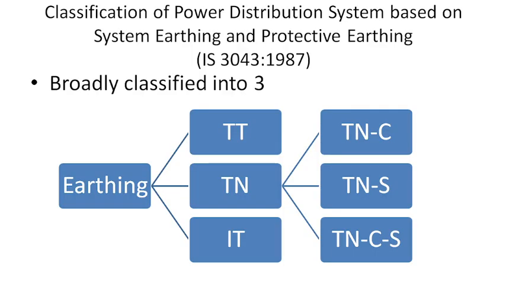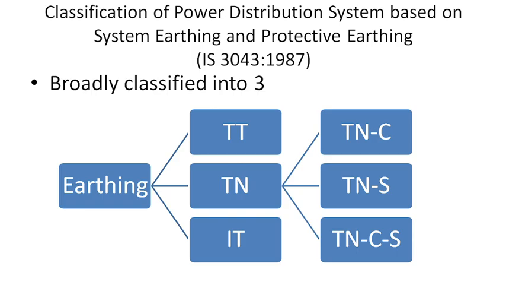For distribution systems based on system and protective earthing, as mentioned in IS 3043, it is broadly classified into three. IS 3043 1987, that was revised recently. Another one was slightly missed out for correction. So broadly we can classify the earthing systems for distribution networks as TT, TN and TNS. Sorry, TT, TN and IT. And this TN can again be subdivided into TNC, TNS, and TNCS.